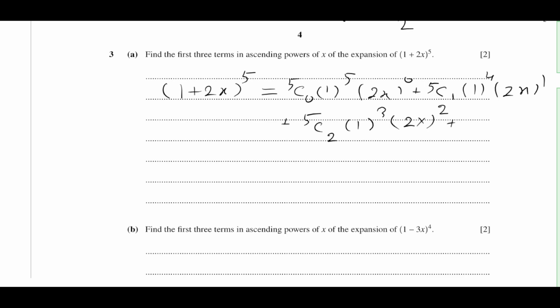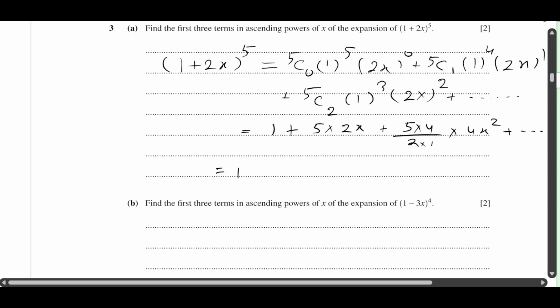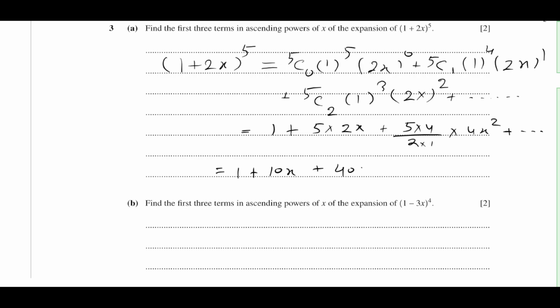So find the first three terms. 1, 2, 3. Three terms we are done. So this is equal to 5C0 times 1. (2x) power 0 is 1, and 5C0 is also 1. So the first term is 1, plus 5C1 is 5 times 2x, plus 5C2 is 5 times 4 divided by 2 times 1, into 4x squared, plus and so on. We can use our calculator also. So this is equal to 1 plus 10x plus 40x squared. This is your expansion.